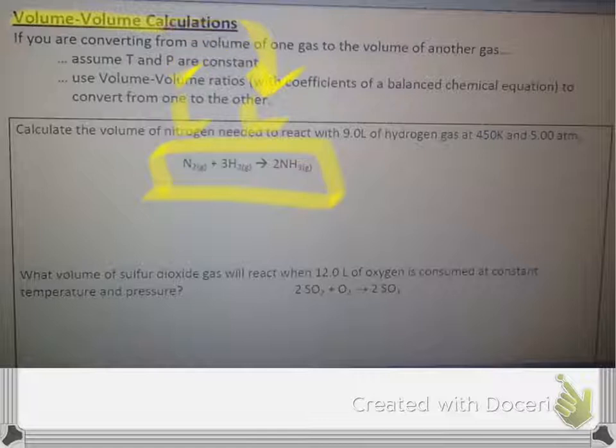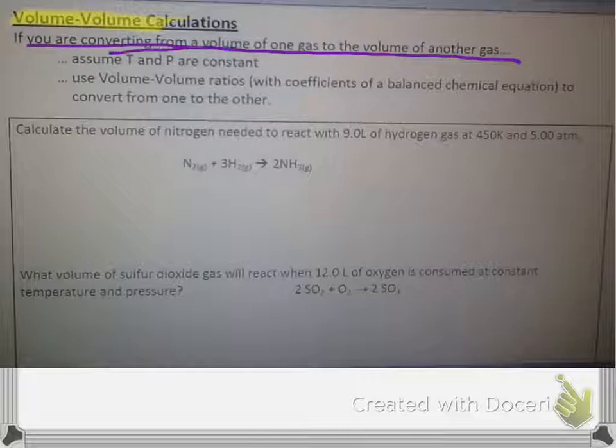What we're going to do is something called a volume-volume conversion factor for stoichiometry. We're going to assume that when you're converting from volume of one gas to volume of another gas, temperature and pressure are held constant. So for these problems, you'll be given one temperature and one pressure, and as you're doing the conversion, the gases are all going to be at the same temperature and pressure. So constant conditions.